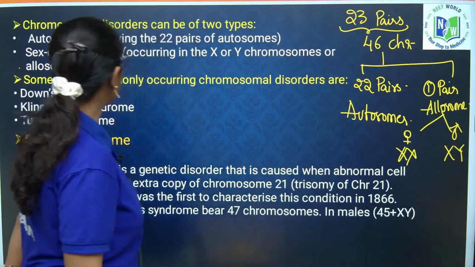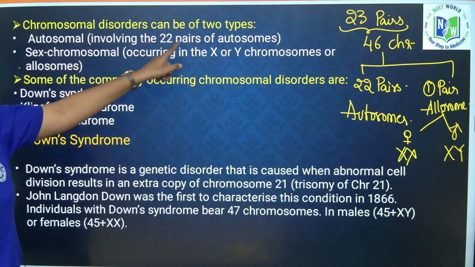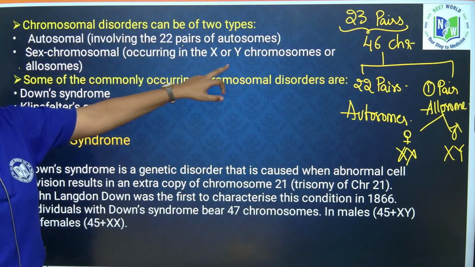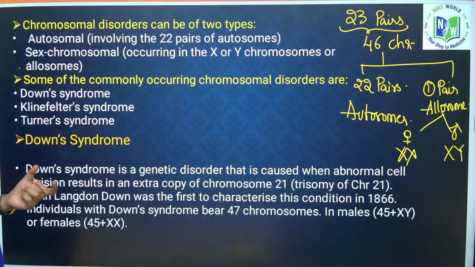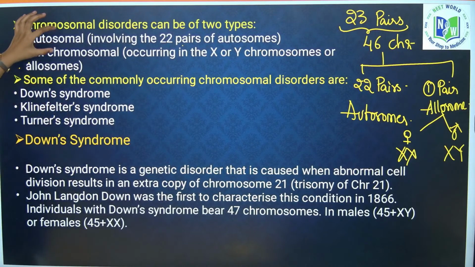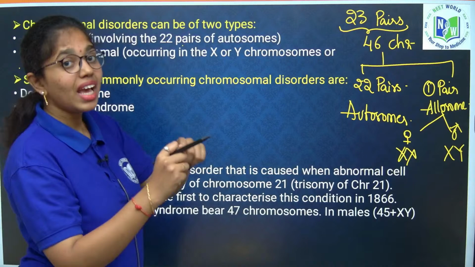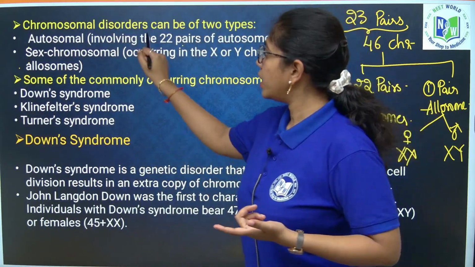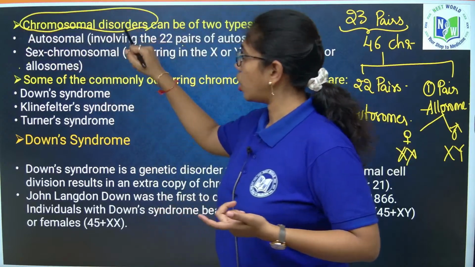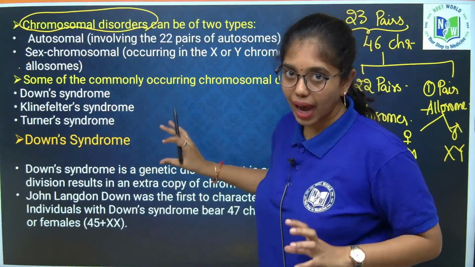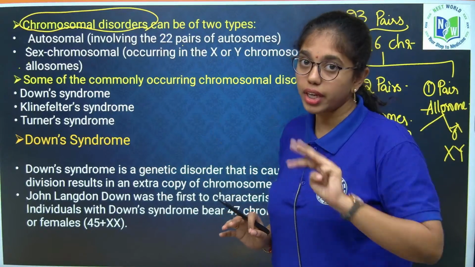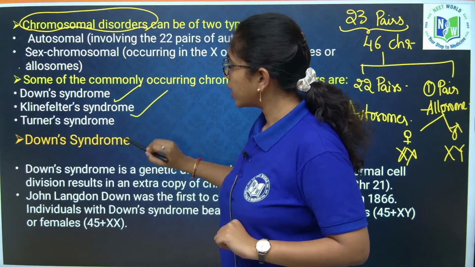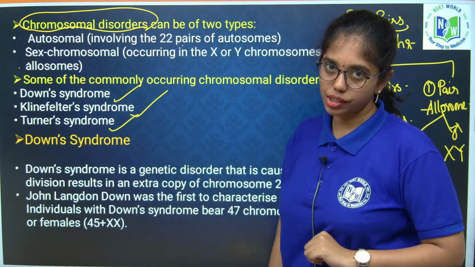So aberration or chromosomal mutation in any of these, be it autosomes or allosomes, will lead to chromosomal disorders. Based on that, from our NCERT, we have to focus on three chromosomal disorders: Down syndrome, Klinefelter syndrome and Turner syndrome.